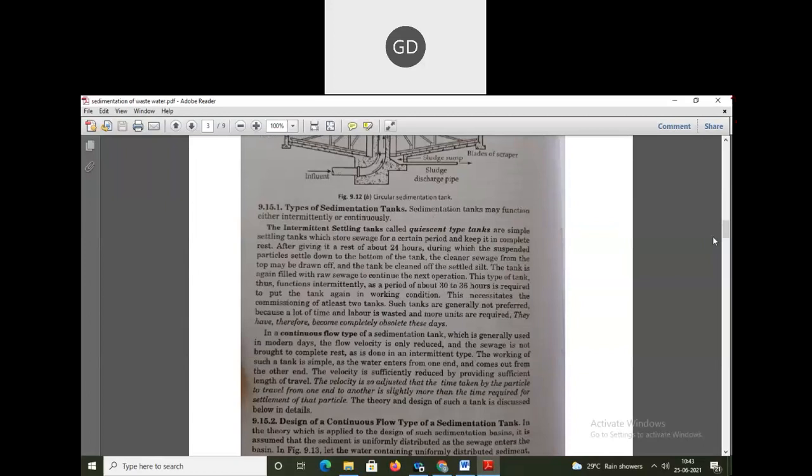Before showing you one video, let me tell you the types of sedimentation tanks that are present. Generally, number one is the intermittent settling tank, and the other one is the continuous flow type sedimentation tank. The intermittent settling tank is also known as the quiescent type of tank.